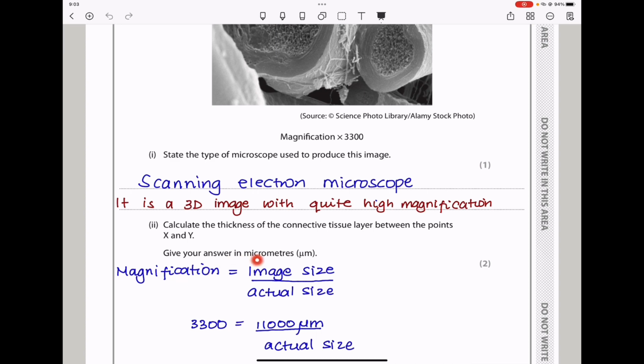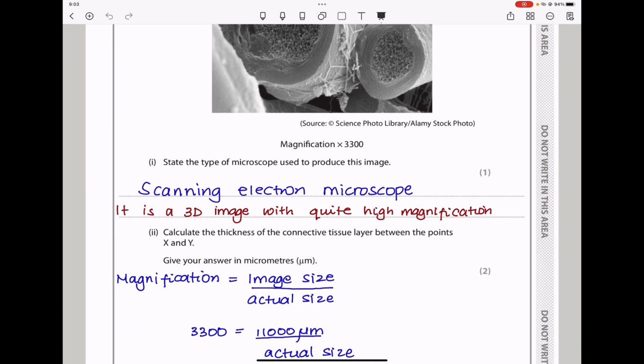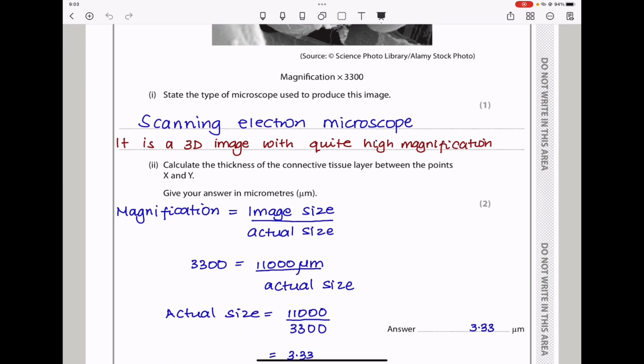So we know magnification is equal to image size divided by the actual size. All I needed to do is to measure that and then convert it to the specific units. Because I want my answer in micrometers, I could have converted what I measured into micrometers. Now when I measured, I had 11000 micrometer. Of course, you can measure using a ruler and then convert the units from centimeters to micrometers.